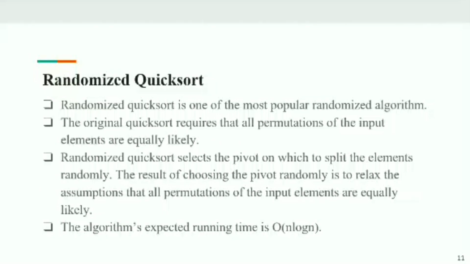Next, randomized quicksort. We know that randomized quicksort is an example of a Las Vegas algorithm. Randomized quicksort is one of the most popular randomized algorithms. The original quicksort requires that all the permutations of the input elements are equally likely. Randomized quicksort selects the pivot on which to split the elements randomly. The result of choosing the pivot randomly is to relax the assumption that all the permutations of the input elements are equally likely. Then the expected running time of randomized quicksort is O of n log n.